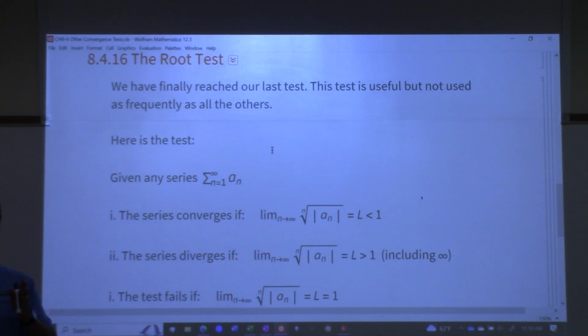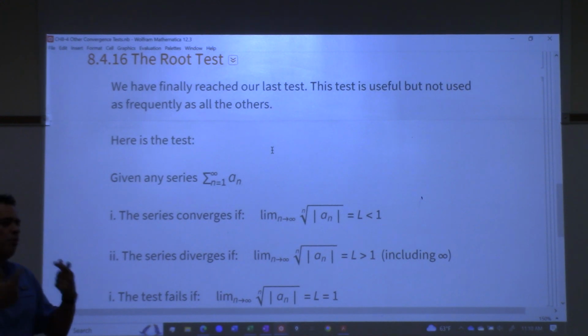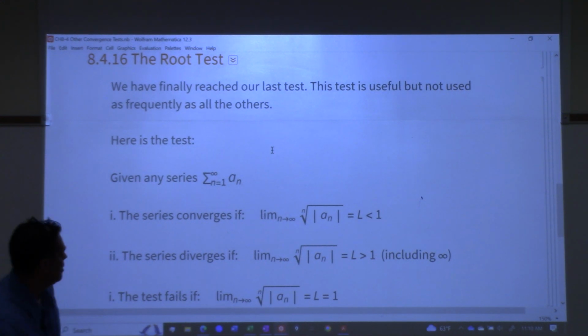So it's just like the ratio test in terms of greater than 1 diverge, less than 1 converge. It's just what we're doing is different. We're not doing a ratio. So let's just do an example.